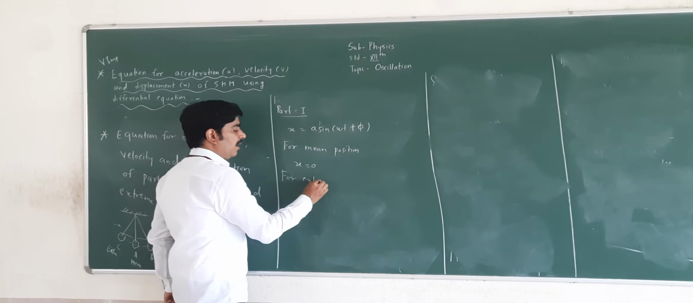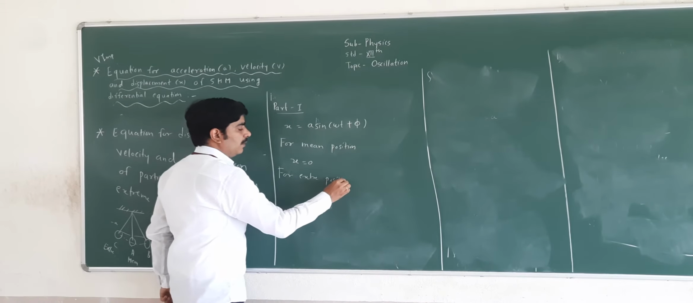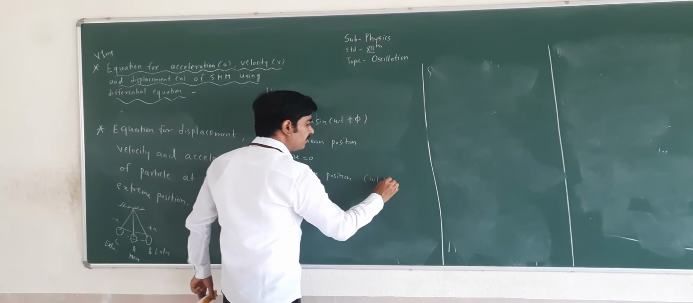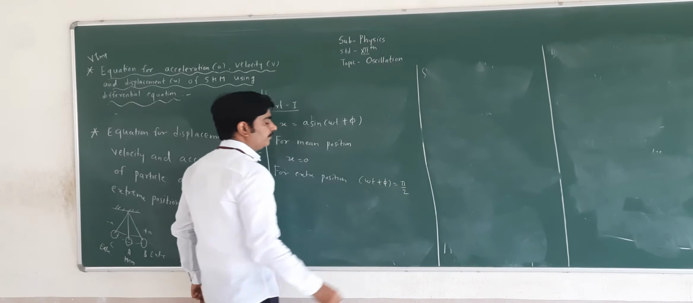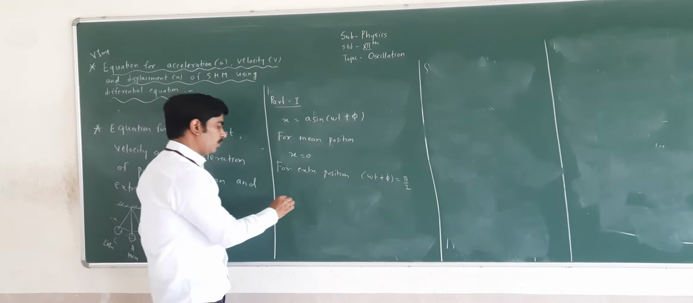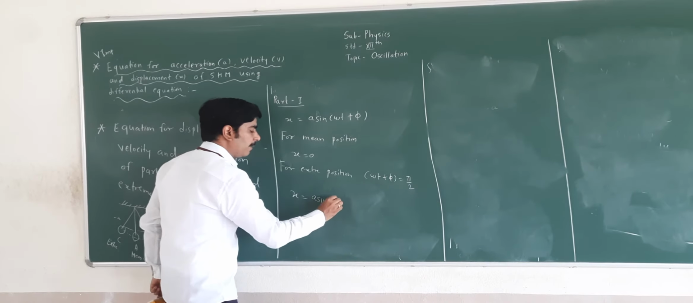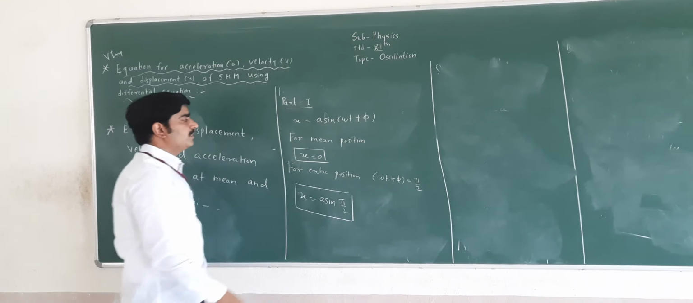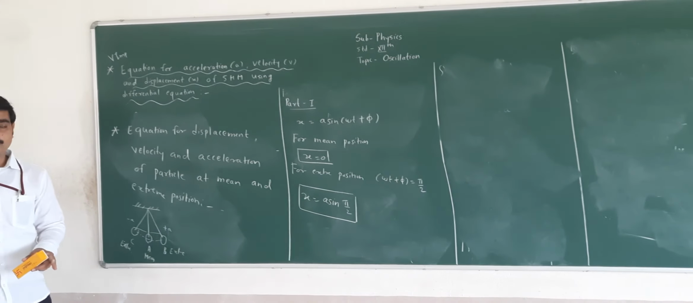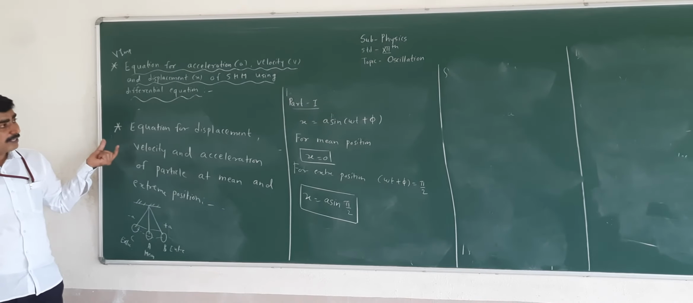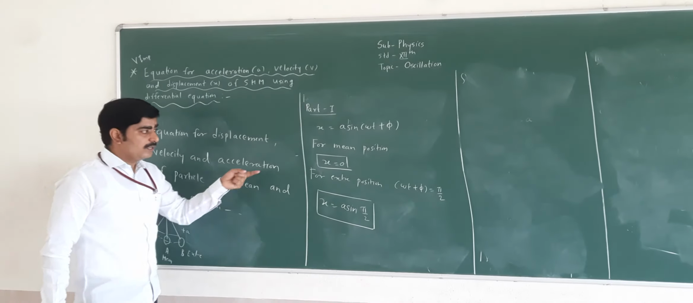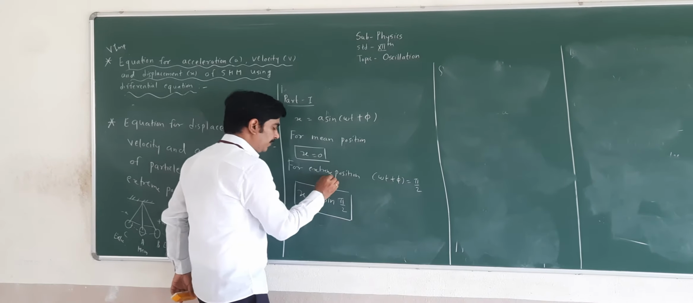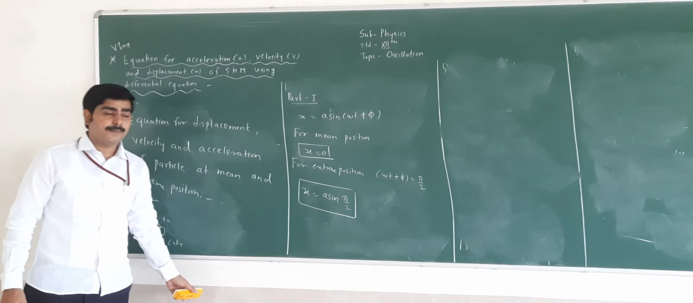For extreme position, we have to consider omega t plus phi is equal to pi by 2. So this value you have to put. So x is equal to A sin pi by 2. So this is for the displacement of the particle. So what we can say, when we are obtaining the equation for the displacement of the particle at the mean position, it will be considered as 0, and for the extreme position, it will be x is equal to A sin pi by 2.